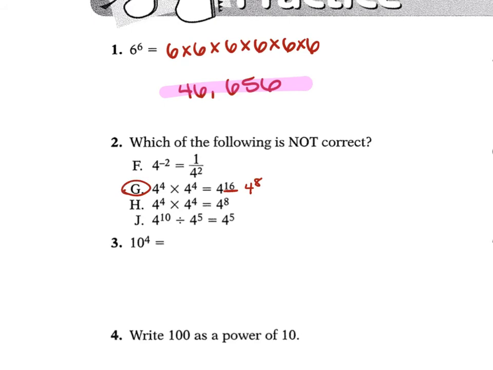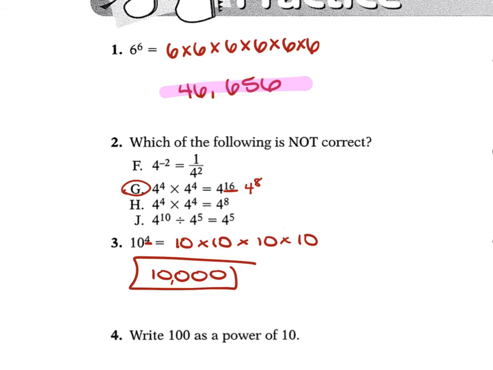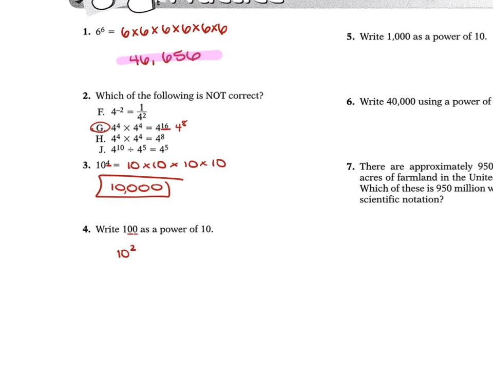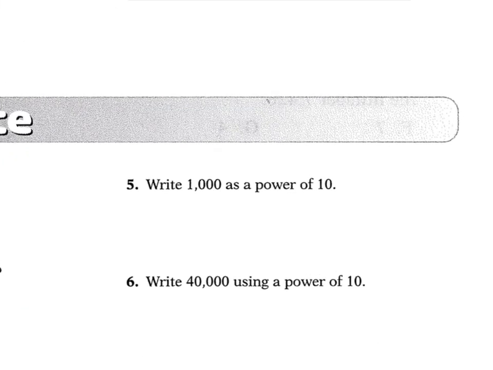10 to the 4th power, you could do 10 times 10 times 10 times 10, or you can just say I have 4 as my exponent, so I'm going to have 4 zeros. 100 as a power of 10, you have 2 zeros, so that's 10 to the 2nd power. 1,000 as a power of 10 is 10 to the 3rd power, because you have 3 zeros. Right, 40,000 using a power of 10, so that's 4 times 10 to the 1, 2, 3, 4 power.